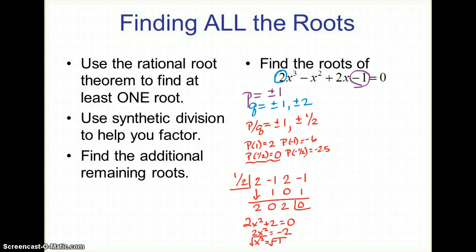And when I square root both sides, I get the square root of negative 1. Now, the square root of negative 1 is an imaginary number. It's i. So what I really end up with is plus or minus i. So remember I said there would be 3 roots because we have a cubic equation. My 3 roots would include a positive 1/2, a positive i, and a negative i. Those are my 3 roots that I have.